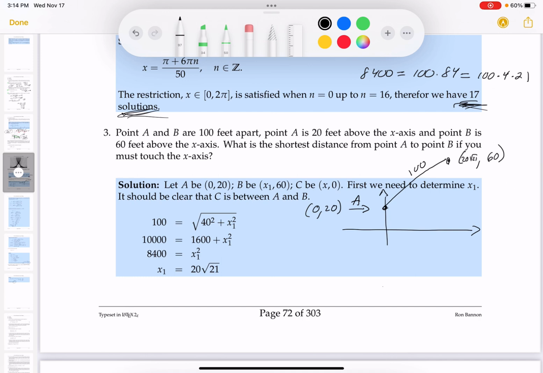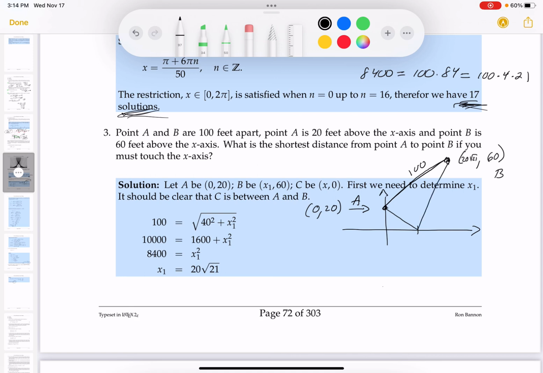This is B over here. What's the question, though? What's the shortest distance from A to B? Well, I ended there. The shortest distance from A to B is 100, the straight line distance. But they didn't say that. They said if you must touch the x-axis. So I hope you realize that touching the x-axis means I'm touching it. So that means I got to come down here and then go back up.